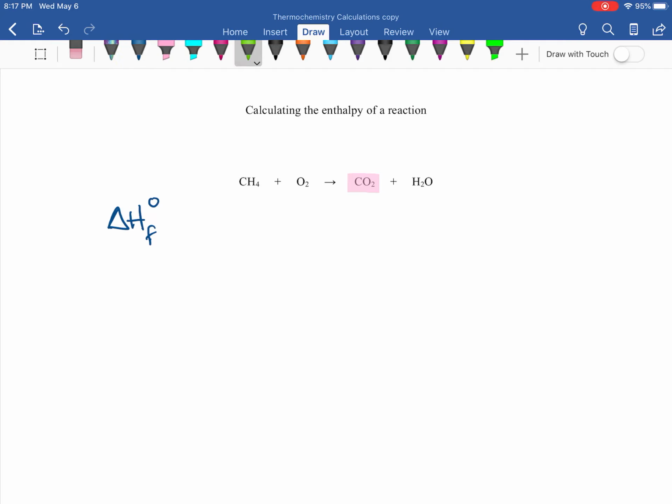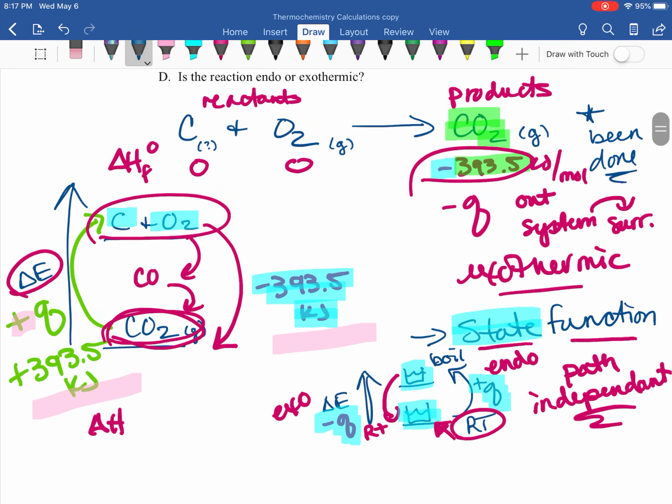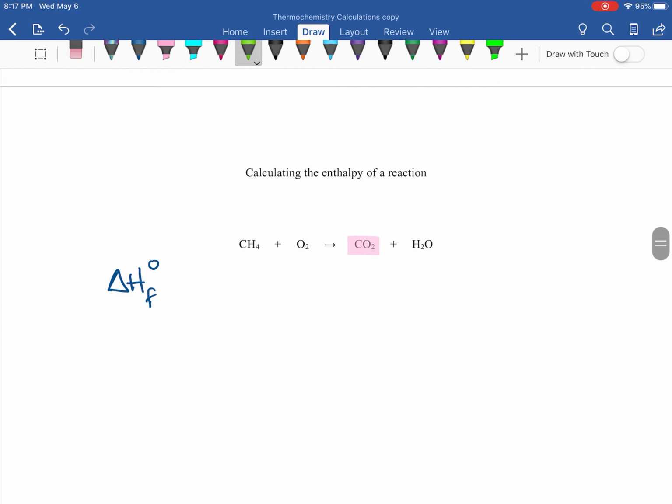So what did we just learn in the last example? What was that number for CO2? It was minus 393.5. Okay, now CO2 is on the product side, so I'm going to write minus 393.5 kilojoules. That means I am making carbon dioxide. It doesn't matter how, it's a state function. Anytime you make CO2, that is your state. It doesn't matter how you got there. So you can write that.